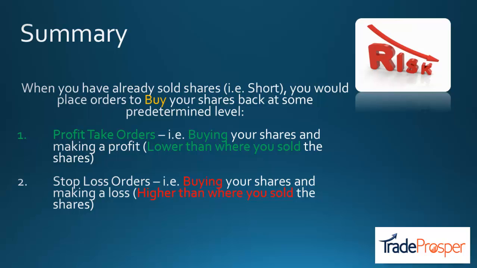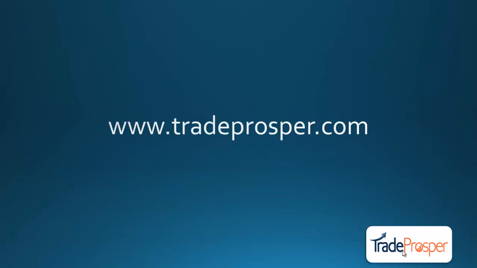A profit take order is buying your shares where you make a profit. So in this instance, selling it at 75, you wish to buy it lower than where you've sold it. A stop loss order, on the other hand, is you trying to prevent the loss from growing any larger. So in other words, when buying your shares, you'll be making a loss at a level higher than where you sold the shares originally. So that was a quick introduction on exit orders.